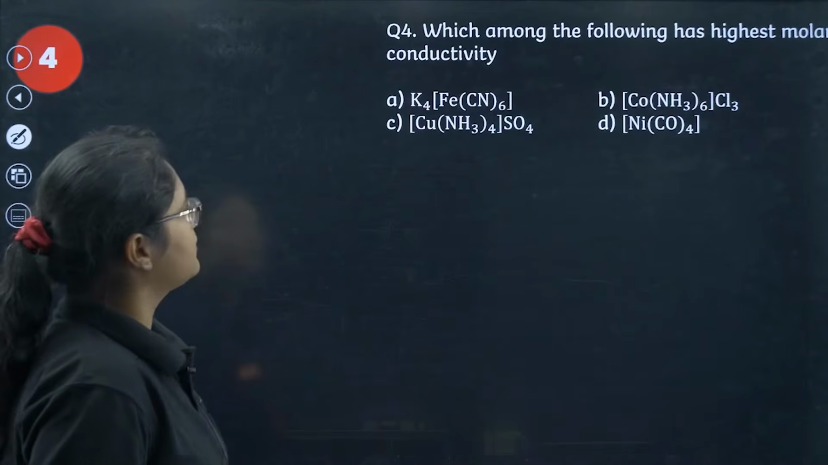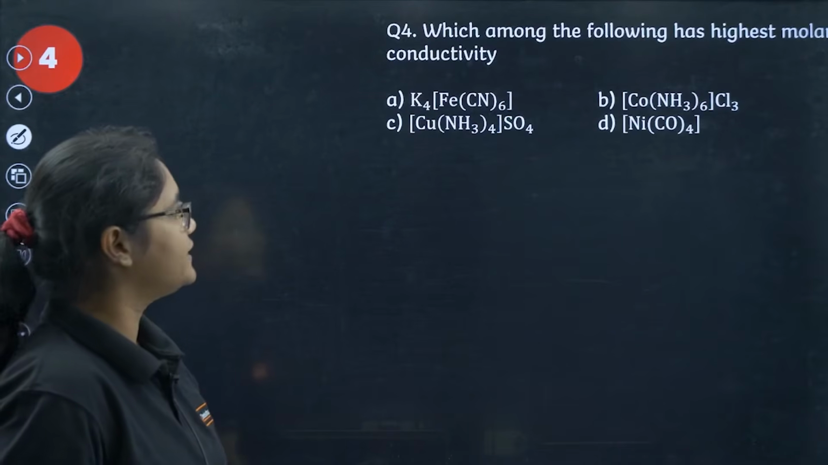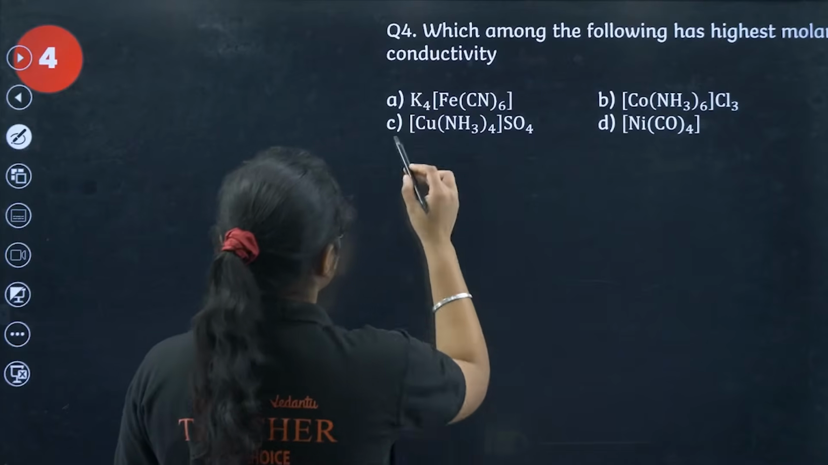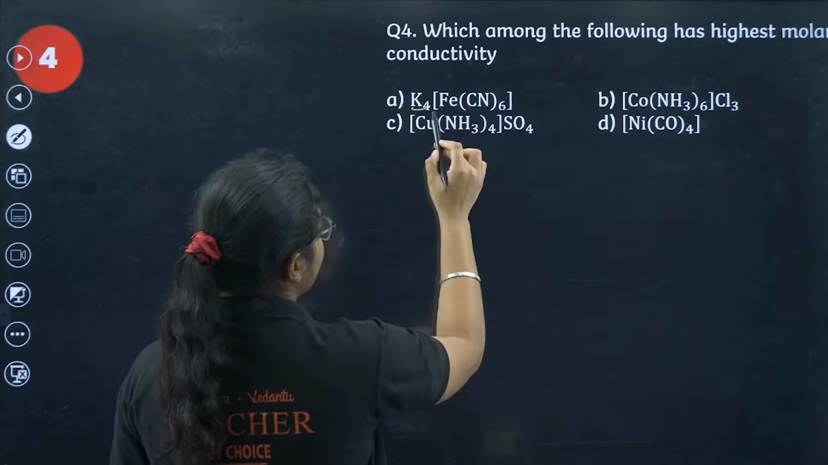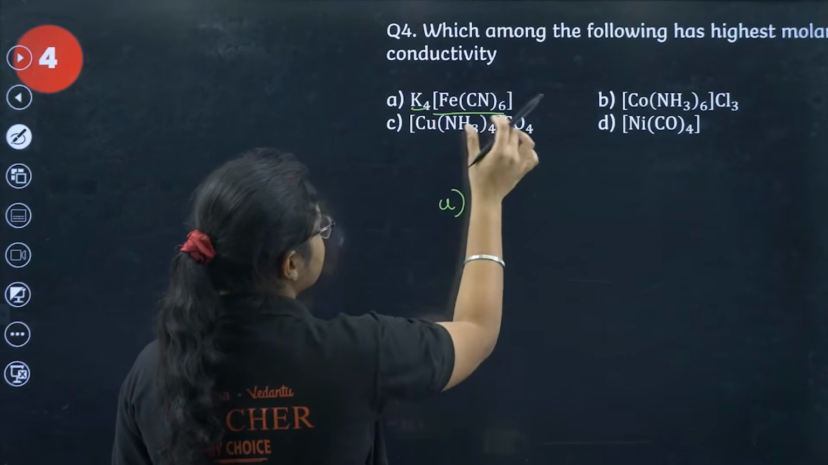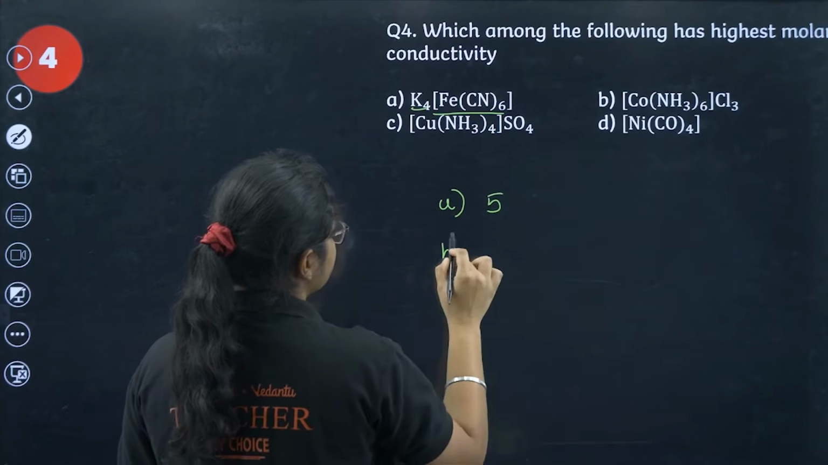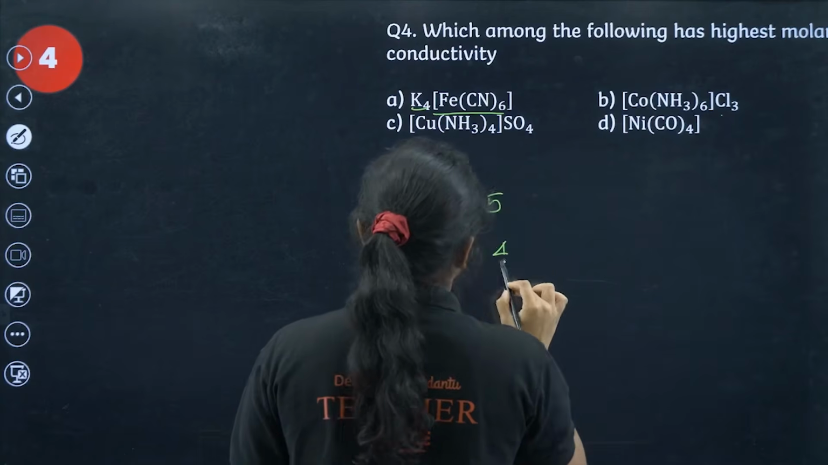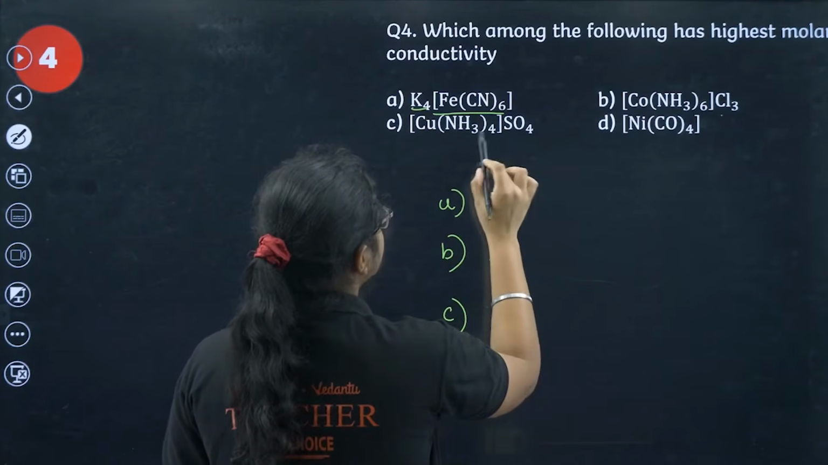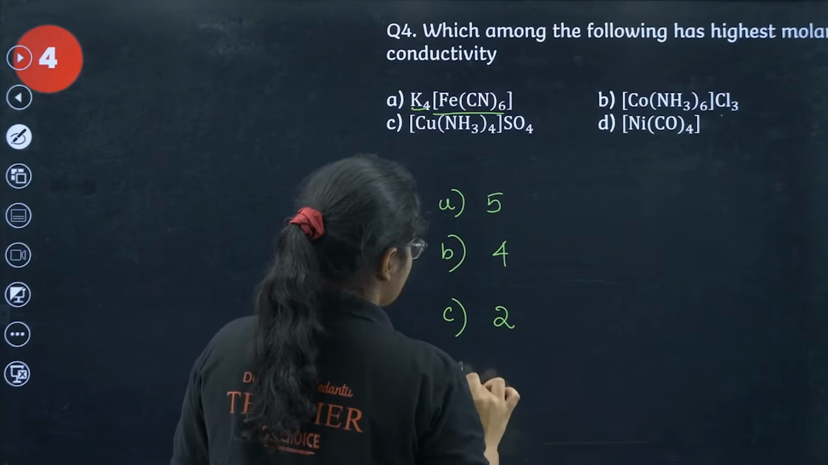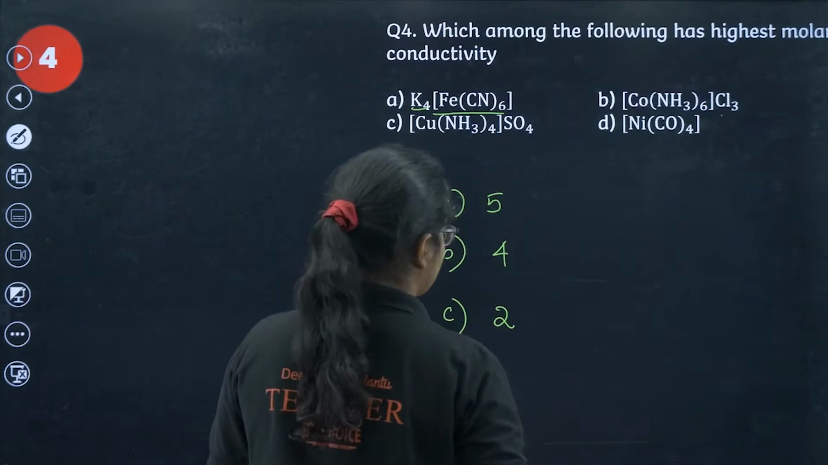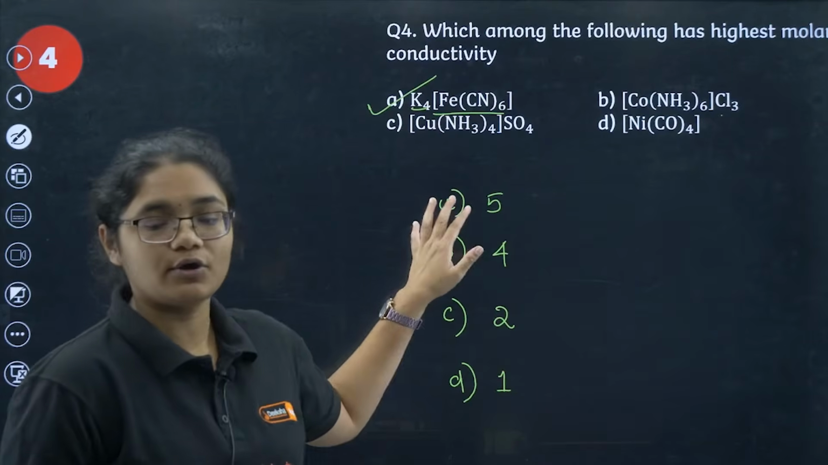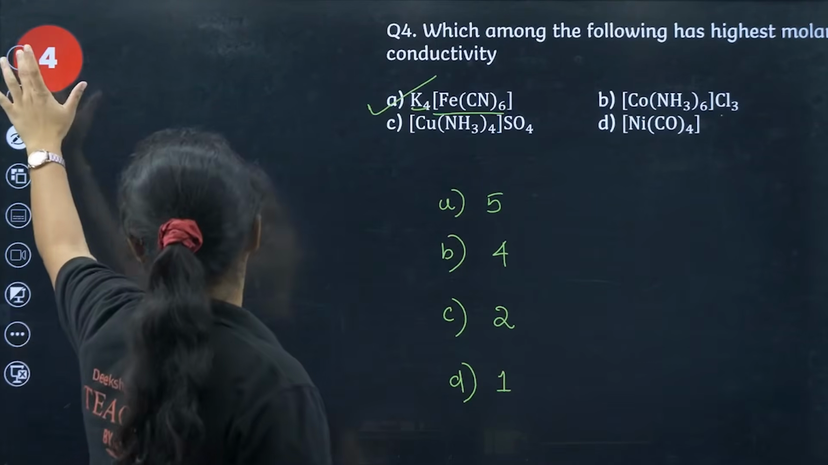Next, moving to question number 4, which among the following has the highest molar conductivity? So if you see option number A here, it has 4 K ions and 1 complex ion, right? So total 5 ions are produced. Next we have this one, 3 K and 1 complex, so 4 ions will be produced. Next we have 2 complex ions here, and next we have 1 complex ion, so 1 ion will be produced. So we will have 5 ions here, so that is why option number A is the correct answer.